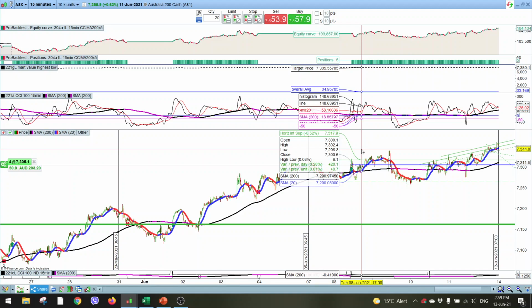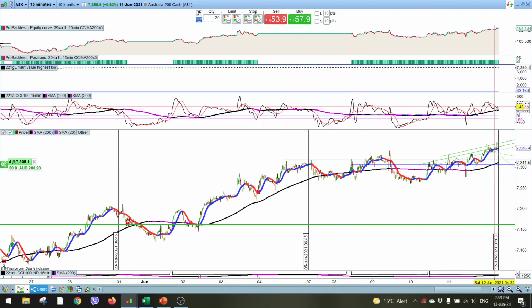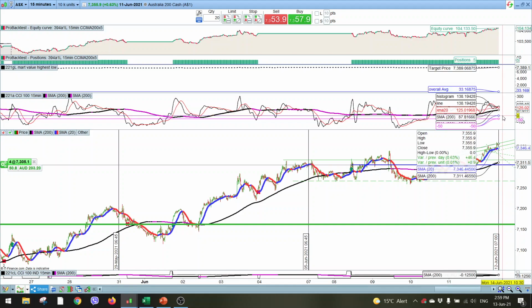It closed out there late Friday, but the CCI, if you can look at that up here, is yet to break below the zero. So again, we need to break that level of profitability at least, and once the CCI drops below the zero, that's when we close out the position.